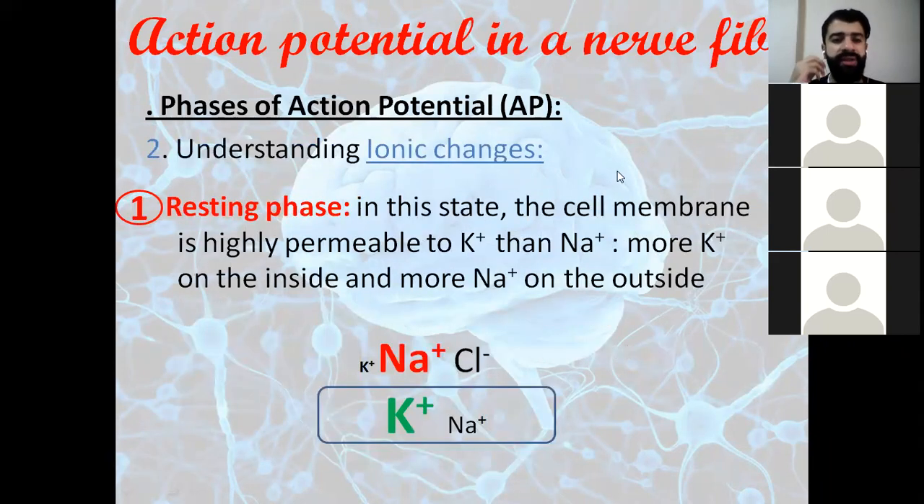Moving to understanding the ionic changes. At the resting potential of minus 70 millivolt, the cell membrane is more permeable to K plus than to Na plus. What does this mean? This means that more K plus will be on the inside and more Na plus will be on the outside. The membrane is more permeable to K plus, and more than the Na plus will remain on the outside.